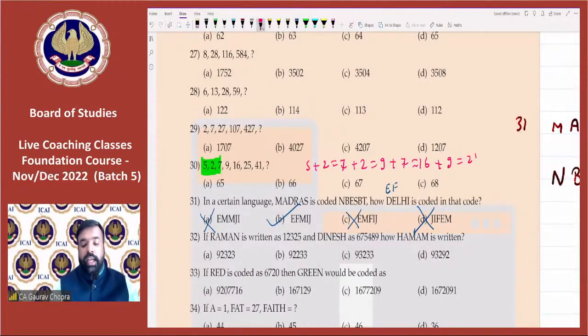16 plus 9 is 25. 25 plus 16 is 41. Then what will be the next number? 25 plus 41. It will be 66. Just add the last two numbers and get the result. So the result is 66. So 66 is the correct result.